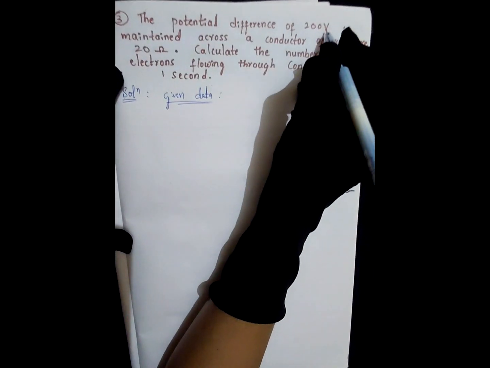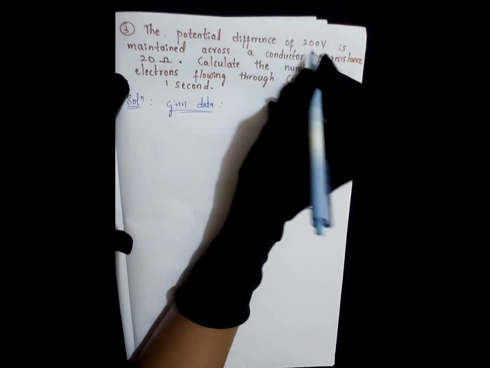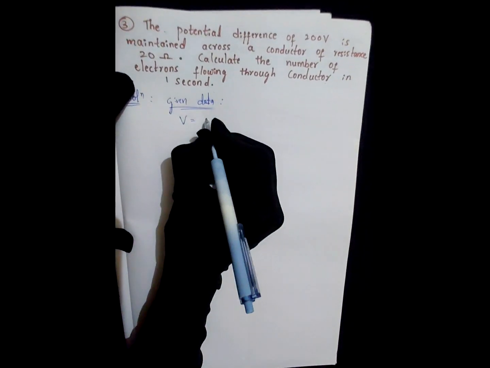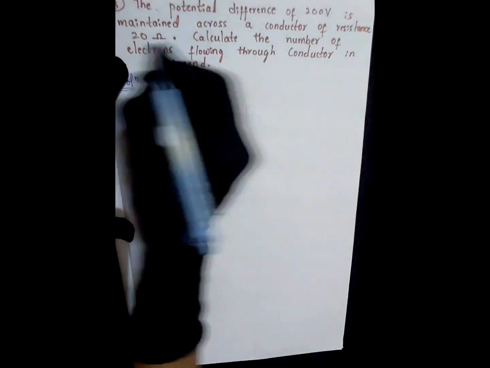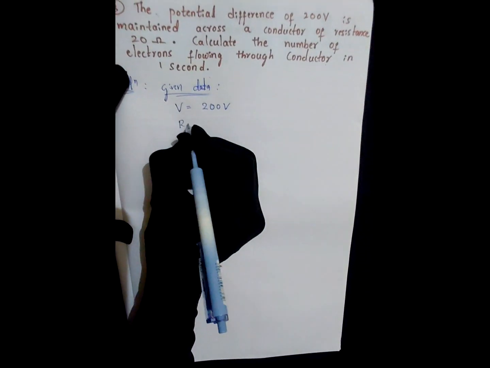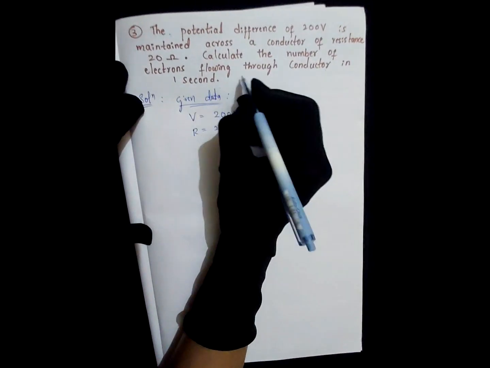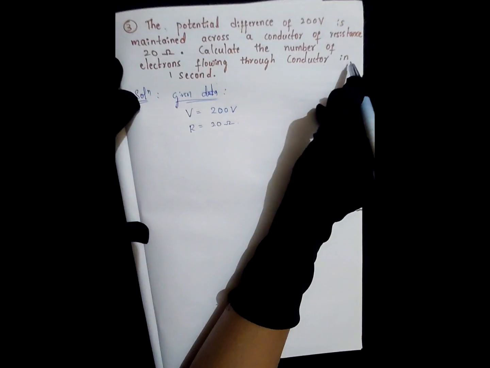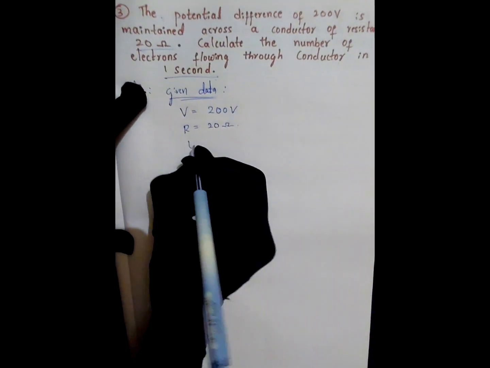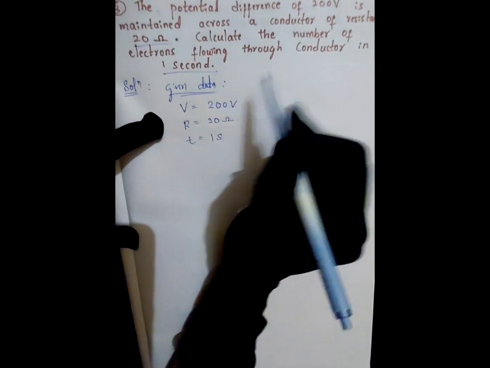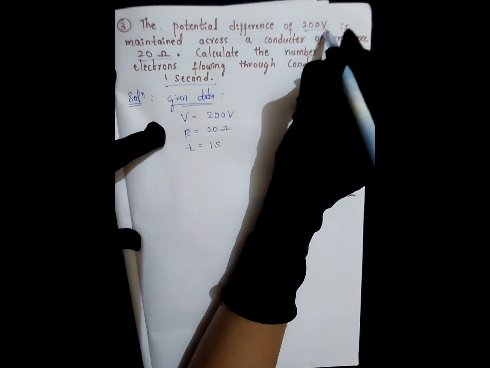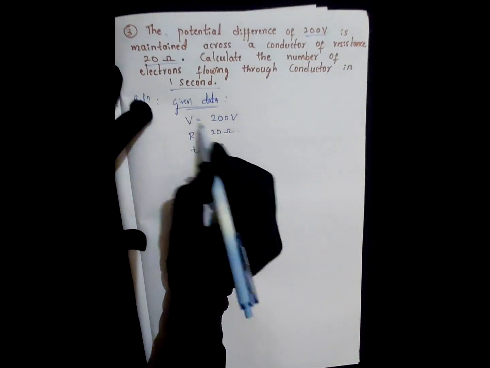First, V is there. V means potential difference, already given in the problem. The potential difference of 200 volt is maintained across a conductor of resistance 20 ohm, so resistance R equal to 20 ohm. Next, calculate the number of electrons flowing through the conductor in 1 second. 1 second is considered as time, so time equal to 1 second. Ohm is the unit of resistance, and volt is the unit of voltage or potential difference.